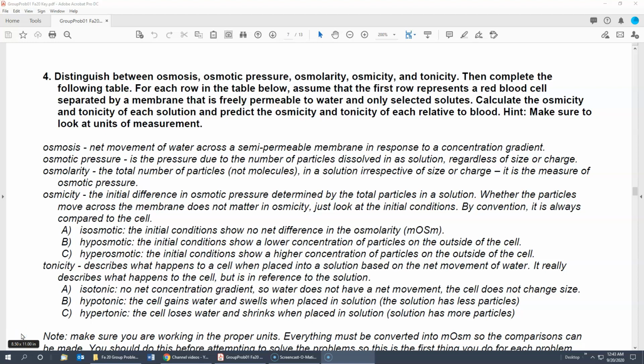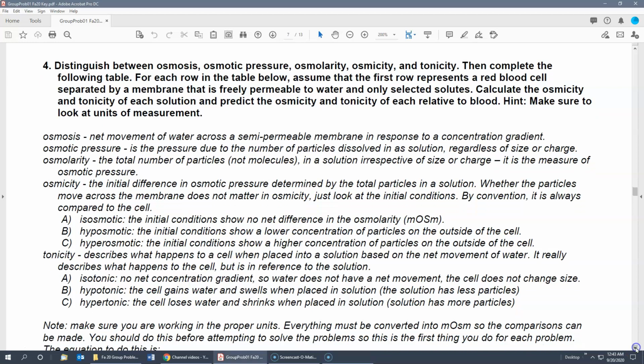This is part 2 of the group problems for lecture exam 1. Part 1 contains questions 1, 2, and 3. So part 2 will have the questions after that. So we'll start with 4.